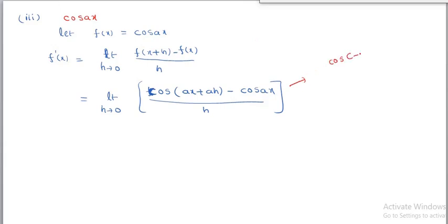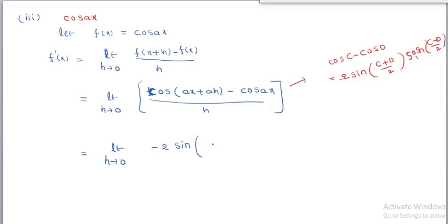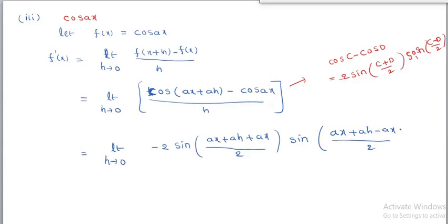Cos C minus cos D equals minus 2 sin((C+D)/2) sin((C-D)/2). Substitute value. Limit h tends to 0, minus 2 sin((ax+ax+ah)/2) sin((ah)/2), divided by h.